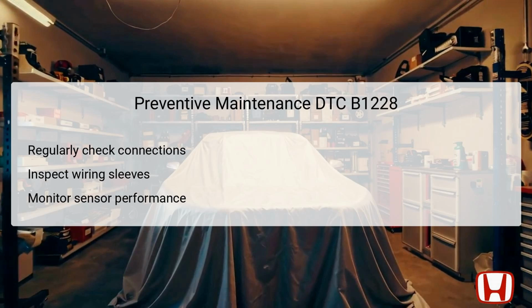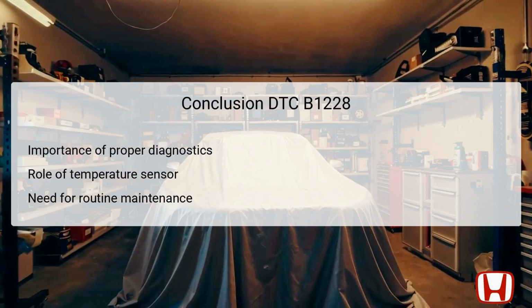Implementing these preventive measures can save both time and money in the long run by maintaining the integrity of the vehicle's components and ensuring consistent performance in climate control. In conclusion, addressing DTC B1228 in the Honda Accord requires a thorough understanding of the outside air temperature sensor's role and how it affects the climate control system.